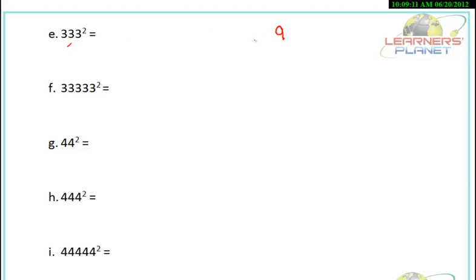9, 9 2's are 18, 9 3's are 27. Then we'll be reducing. It's 18 and then 9. Let's finish the calculation by adding the carryover. 9, 8, 8, 2 plus 8, 10. We'll write 0 and 1 will be carried. Then 1 plus 9, 10, and 1, 11. So it's 110889. It's very simple, friends.